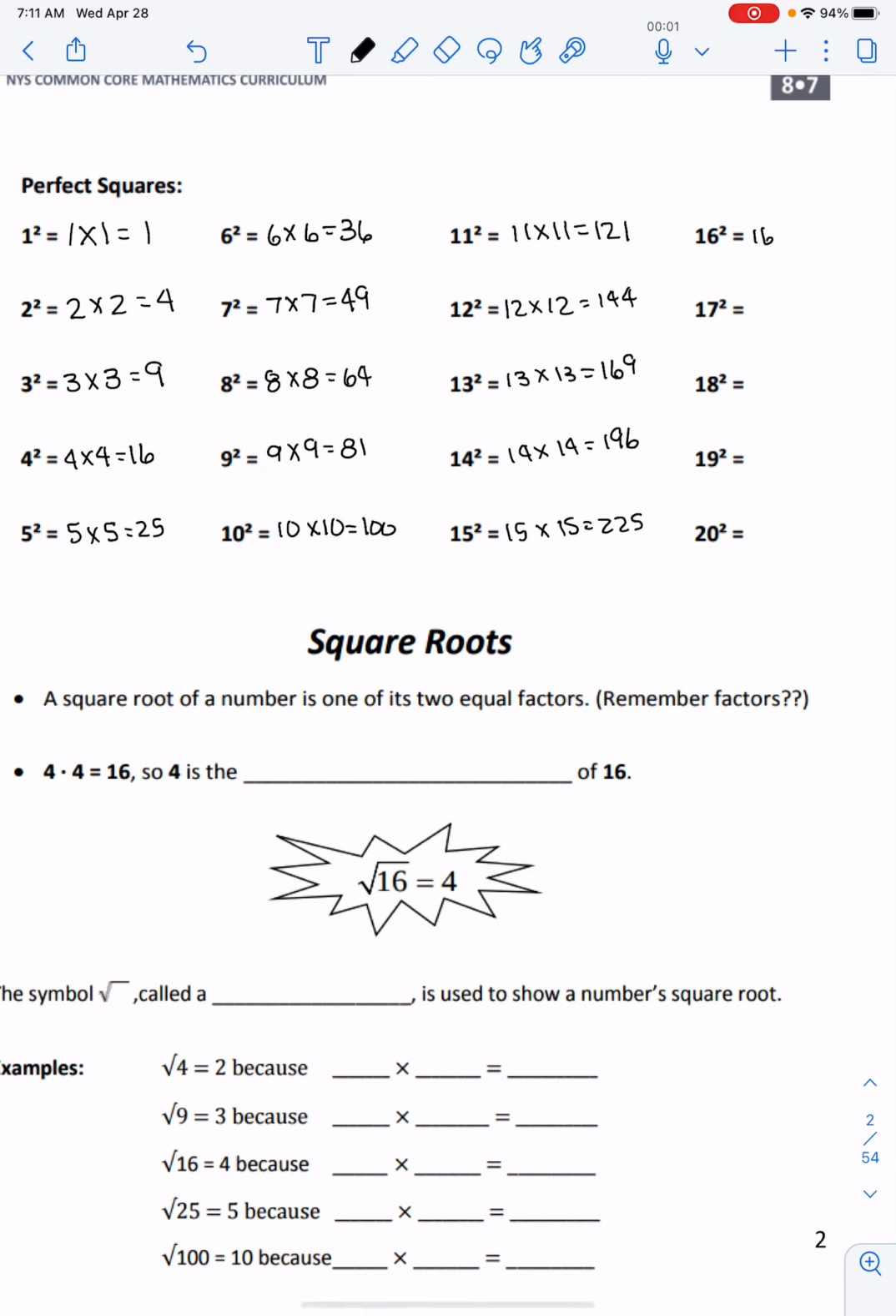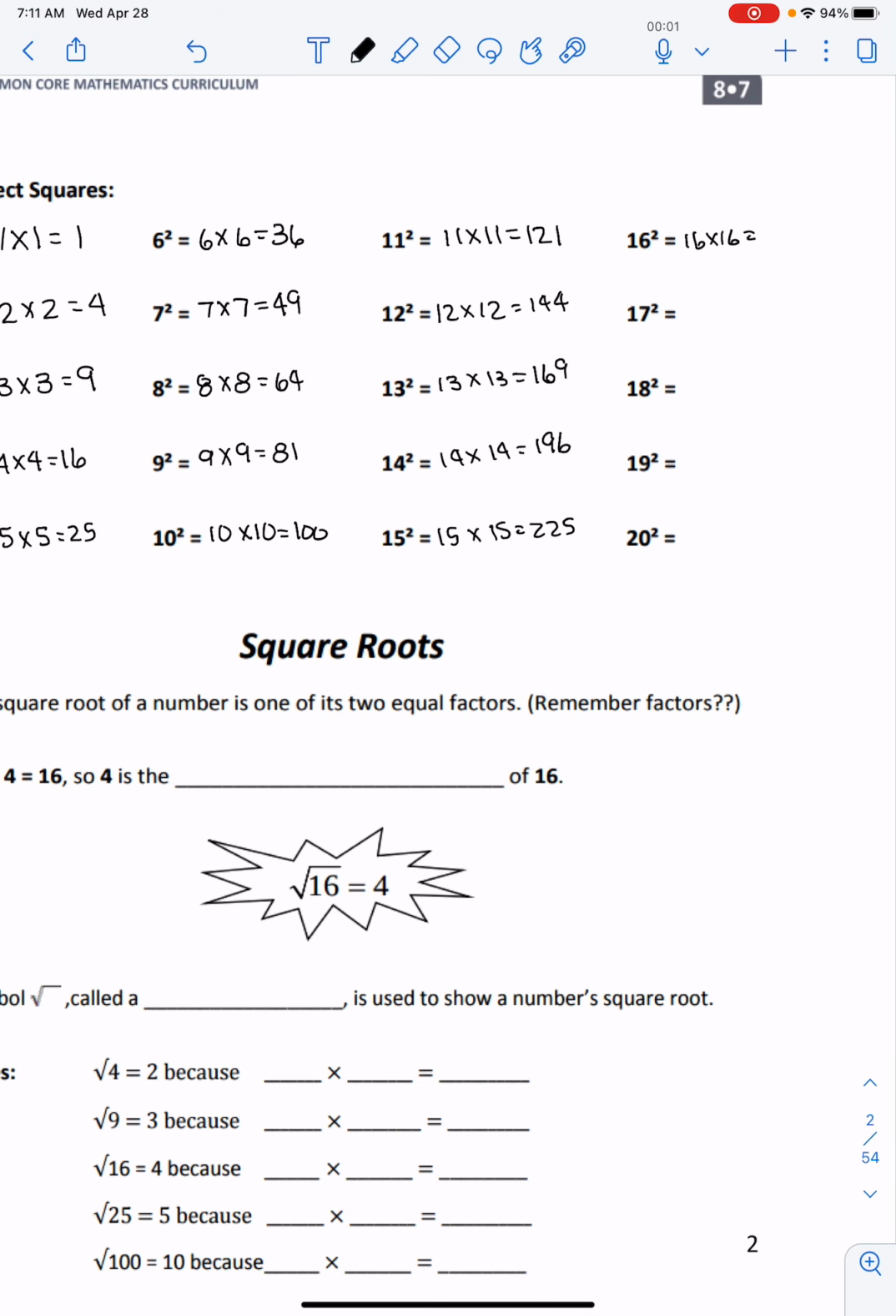16 times 16, let me move this over just a little bit, is 256. 17 times 17 is 289. 18 times 18 is 324. 19 times 19 is 361. And then 20 times 20 is 400.